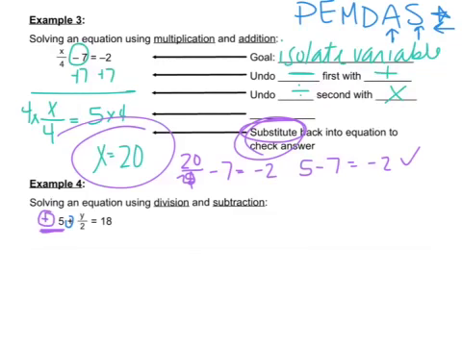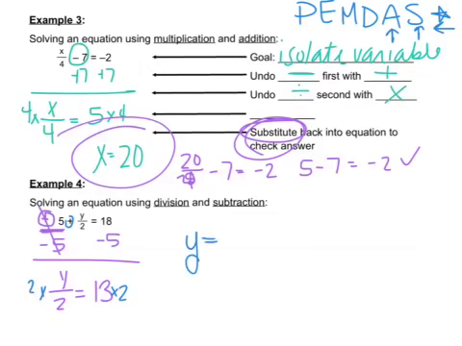And to undo it, we are still going to subtract. But notice, I subtracted my 5 and not the item with my variable, because you don't want to move your variable if you don't have to. And so when I subtract 5, I get y divided by 2 equals 13. Continuing forward, I need to undo that division, so I'm going to multiply by 2 to both sides, and I end up with y equals 26.